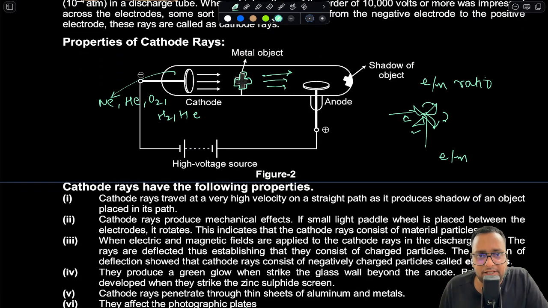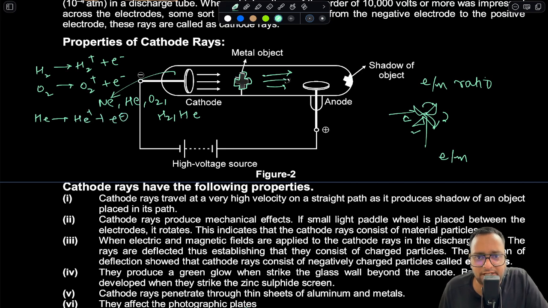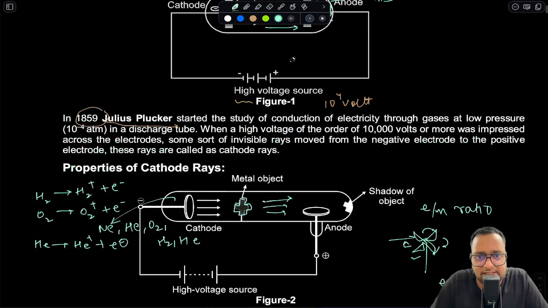Actually, when we apply a very high voltage, hydrogen will get ionized. It will form H2+ and an electron. When we apply it to oxygen, it will give O2+ and an electron. When we apply the voltage over helium, it will become He+ and an electron. So every time, an electron is released.